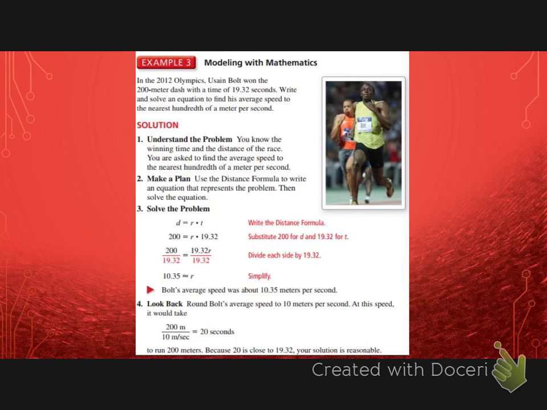So let's look back though. Round Bolt's average speed to 10 meters per second. At this speed, it would take him 20 seconds to run 200 meters. Because 20 is close to the 19.32, your solution is pretty reasonable.